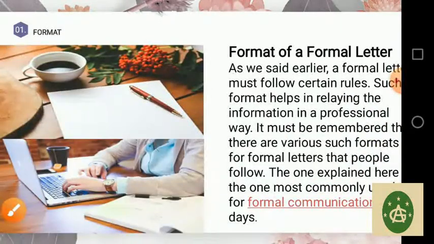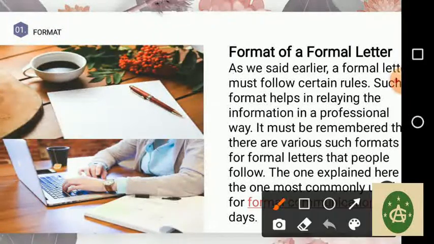The format of a formal letter. As we said earlier, a formal letter must follow certain rules. Such a format helps in presenting the information in a professional way. If the format is followed, then whatever the required information is, we are definitely going to include it. Otherwise, we may miss some of the important information.